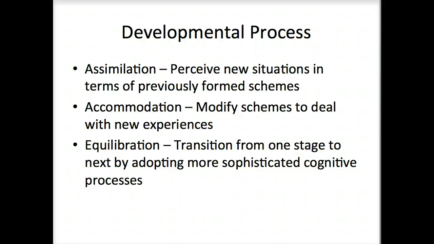Equilibration is the transition from one stage to the next by adopting more sophisticated cognitive processes. And that's the point at which you actually do the transition. So let's say I can only do simple problem solving, then I'm going to make the move into more sophisticated problem solving when I move to the next stage of development.